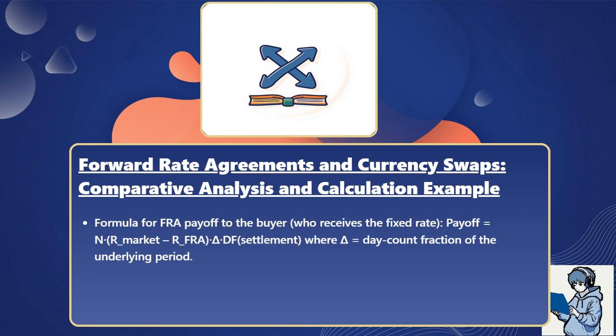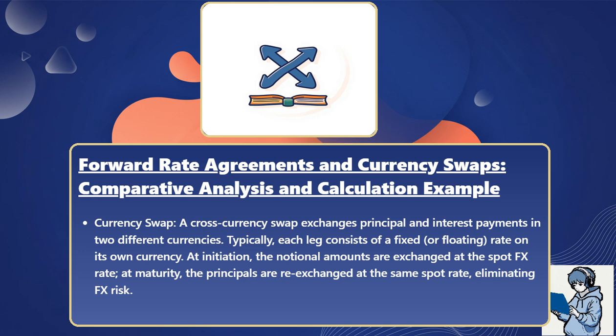Formula for FRA payoff to the buyer who receives the fixed rate. Payoff equals N times (R market minus R FRA) times delta times DF settlement, where delta equals the day count fraction of the underlying period. Currency swap. A cross-currency swap exchanges principal and interest payments in two different currencies. Typically, each leg consists of a fixed or floating rate in its own currency. At initiation, the notional amounts are exchanged at the spot foreign exchange rate. At maturity, the principals are re-exchanged at the same spot rate, eliminating foreign exchange risk.